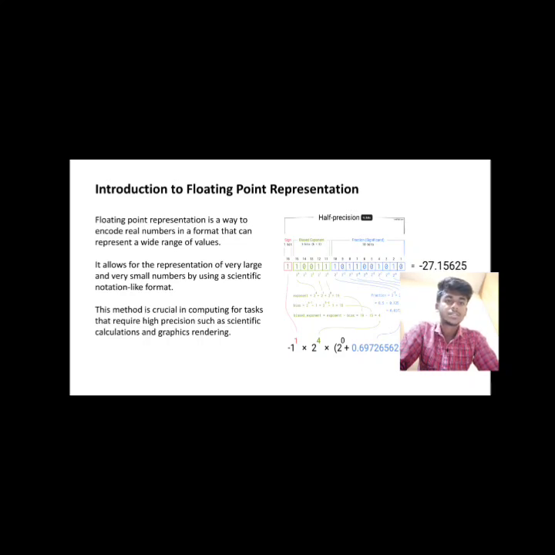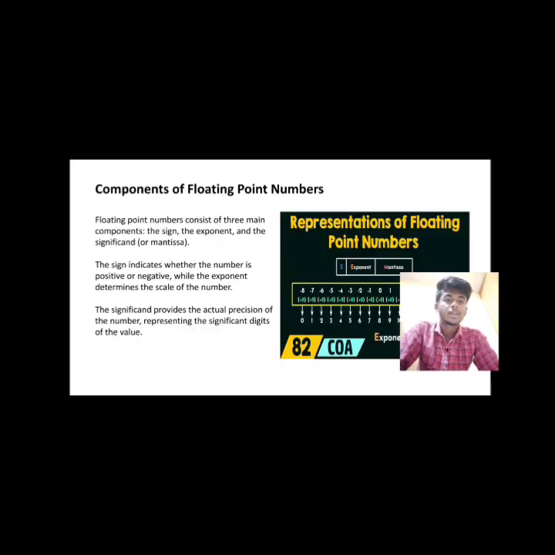Floating point representation is a way to encode real numbers in a format that can represent a wide range of values. It allows the representation of very large values and very small values by using a scientific notation like format. This method is important for computing tasks that require high precision, such as scientific calculations and graphics rendering. Components of floating point numbers.